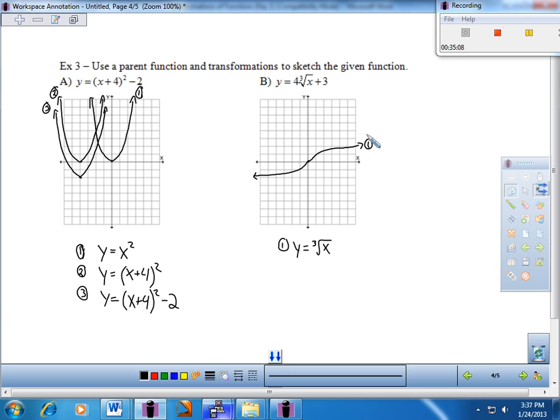And in this case, from my perspective, I see two output changes. And so let's go ahead and be clear on that piece. In this case, it's got the multiplication of 4 and then also the addition of 3. Well, order of operations always tells us to do multiplication first. So why don't we go from cube root of x to 4 cube root of x?